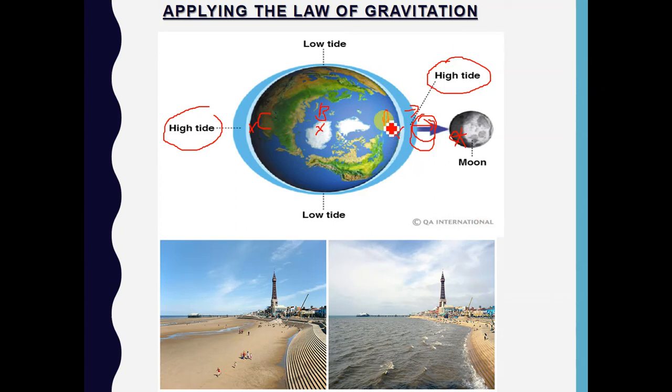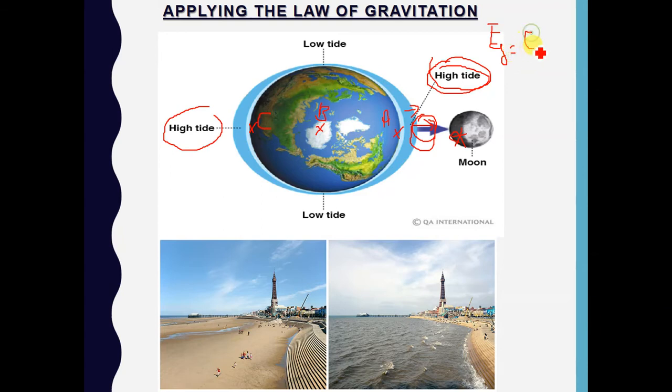Point A is the closest point to the moon, so it is the one that will be attracted the most. So we will have here the high tide. Why is it the one that will be attracted the most? Because don't forget the equation. What is the equation of gravitational force?